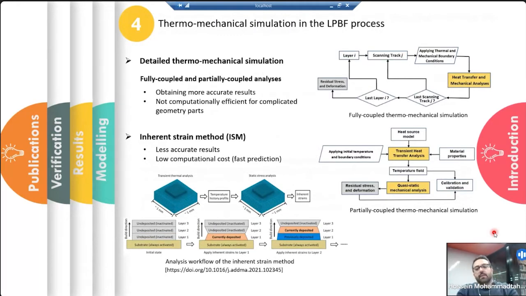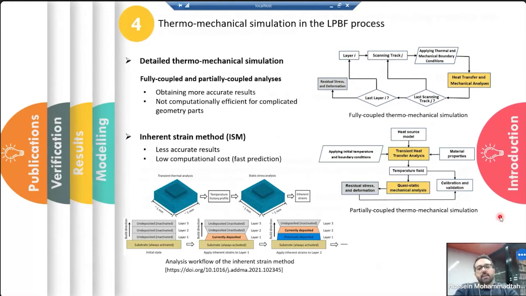So from this slide, I'm going to explain a little bit about the different thermomechanical simulation methods for laser powder bed fusion process simulation. And I'm going to explain a little bit about the concept of the inherent strain method and the background of the inherent strain method that we are going to use in this tutorial and for the two workshops.